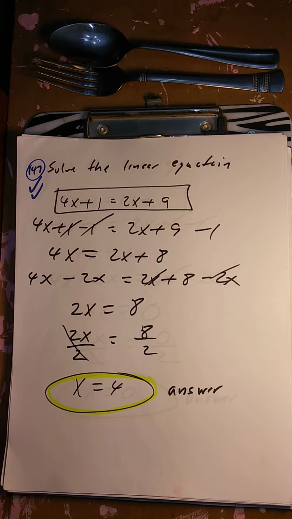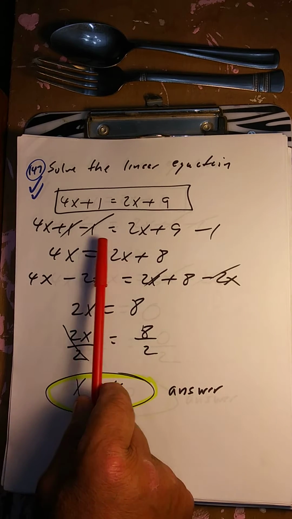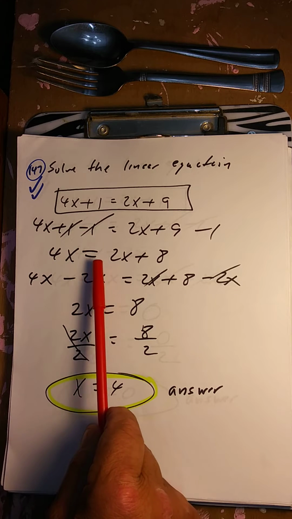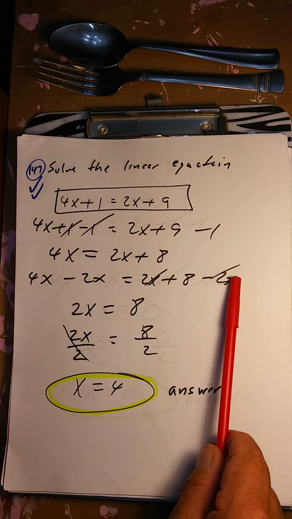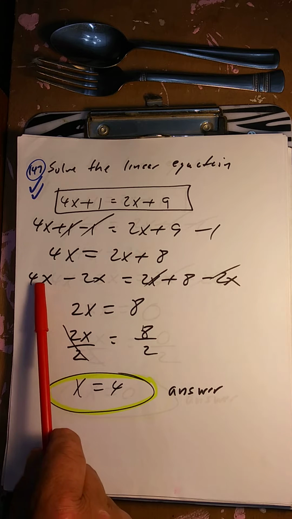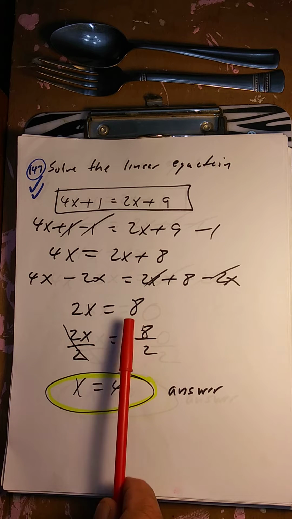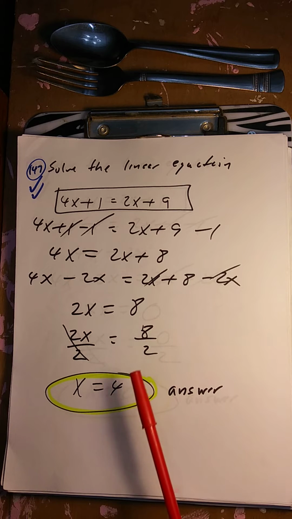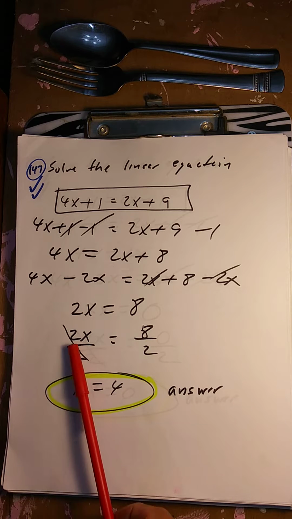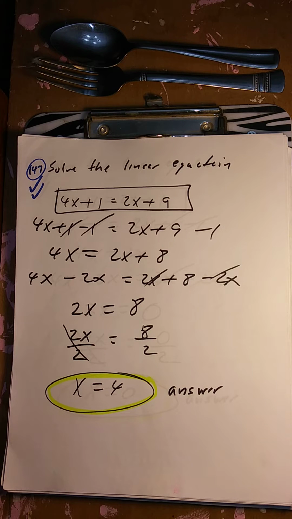Variables on both sides. That's fine. Subtract 1. Subtract 1. Minus 1 minus 1. 4x equals 2x plus 8. So now I'm going to go minus 2x, minus 2x. These are gone. So that's going to be 2x equals 8. So now I need to divide both sides by what? Divide by 2. Divide by 2. So that means that x equals what? 4.